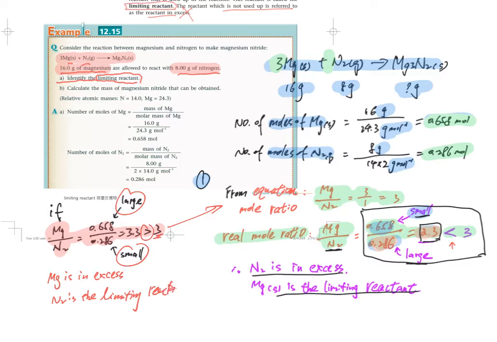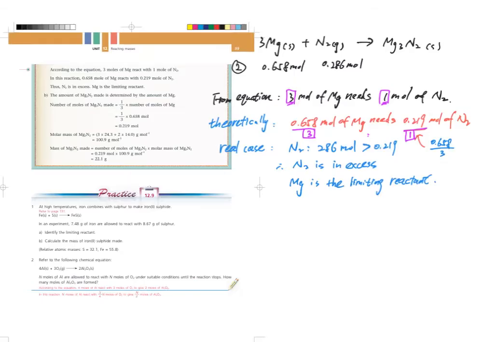Or limiting reactants, okay? So just opposite. I hope you understand this case. Just compare the number of moles to the theoretical mole ratio. So in the second method, to determine which one is the limiting reagent, we do the same thing at the beginning: write down the formula according to the question, and then calculate the number of moles respectively.